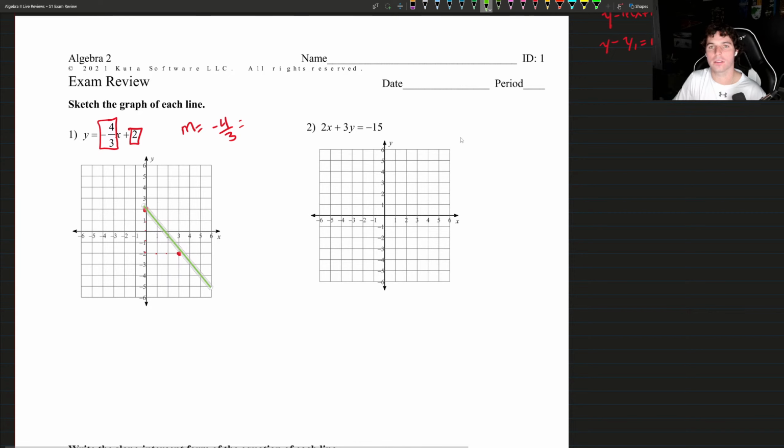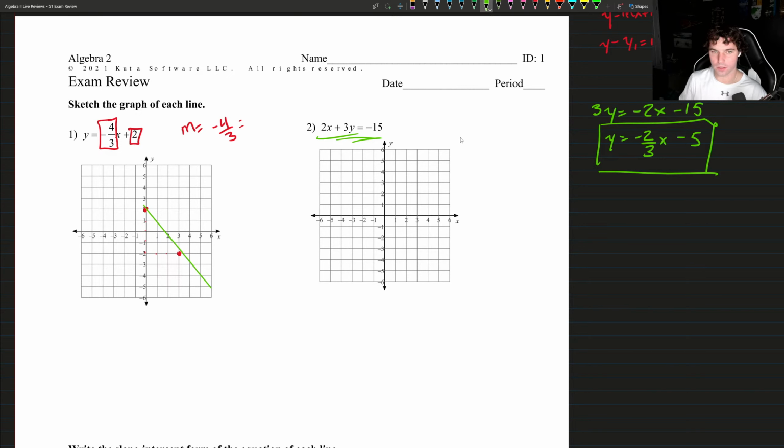The next one is a little bit different because it doesn't give you it in a form that you're used to. Some of you may have gone over standard form of a line at some point, that's what this is. But what I would do is get it to a form that you know how to use. So I'm going to subtract over the 2x and then divide everything by 3. Right, so we get this equation, and that tells us how to graph. So -2/3 is our slope, -5 is our y-intercept. There's not enough room to go down, so I'm going to go up to the left 3.